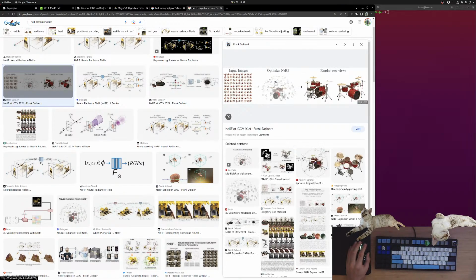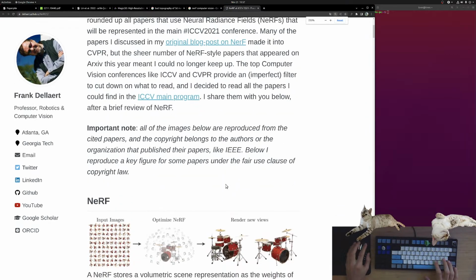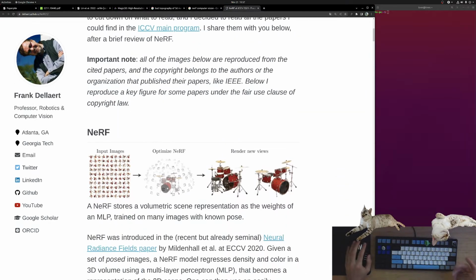You're right here, you know, hundreds of pictures of this drum set, right? From every possible angle, and it's perfect because you actually know it, right? You like synthetically created this data set and this object.